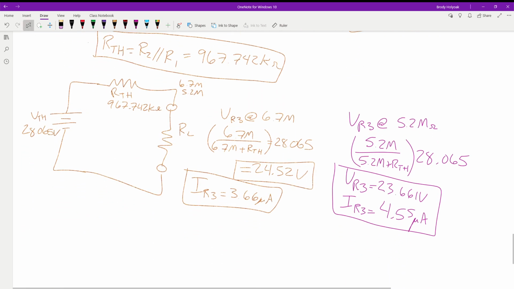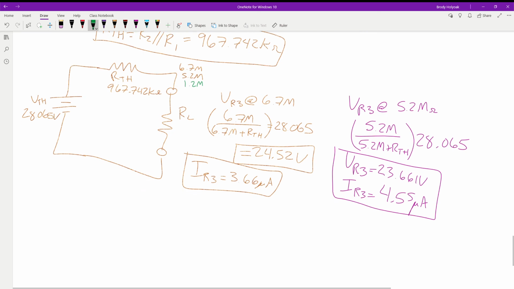So we come back down here, and we look at it at the 1.2 meg. Yep, we just do the voltage divider again. We don't have to recalculate any of that. So we can simply say we have 1.2 meg divided by the 1.2 meg plus the R Thevenin value, multiplied by the 28.065.